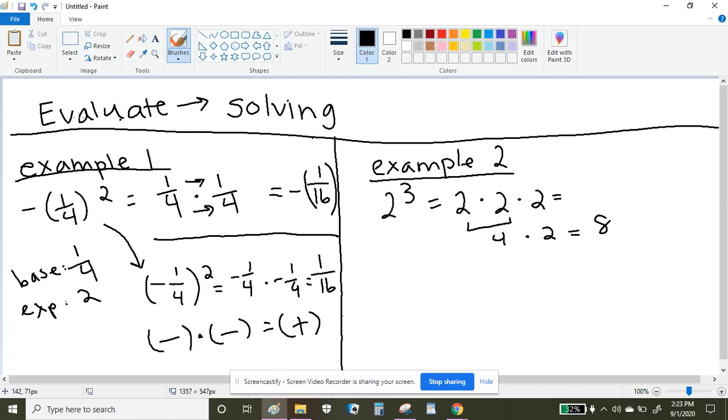So when you see evaluate in an example, on a quiz, a test, on homework, that's saying that you need to solve. Okay. All right. So go ahead and do some of the practice problems, or actually do all of the practice problems, and then we will move on.